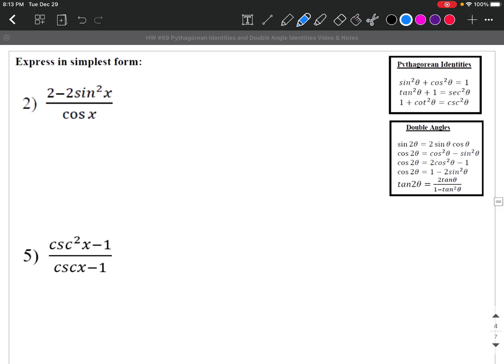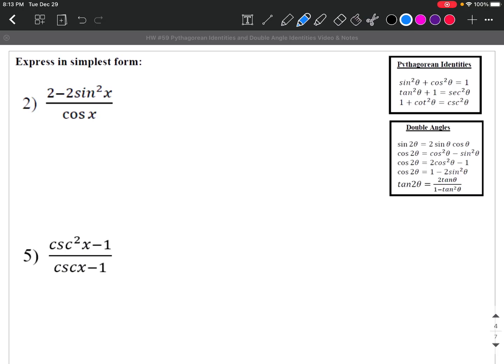So the first thing we're going to do is simplify. We are going to express in simplest form. So we have 2 minus 2 sine squared x all over cosine x. And I'm going to start by saying with all of these problems, there's often more than one way to approach the problem. So please don't get upset if I do it differently than you would have thought. Just because I do it differently doesn't mean your method is necessarily incorrect.